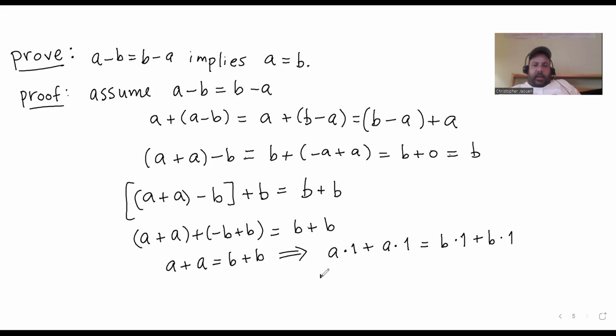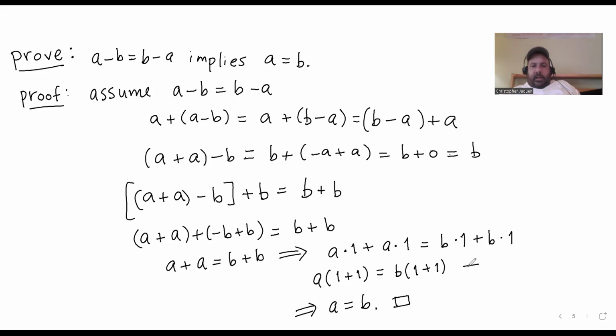Okay, and then I can factor out a using the distributive law. And on the right, I can factor out b, again, using the distributive law. And then 1 plus 1 is not 0, so I can divide both sides by its inverse. And I'm running out of space, so I'll just skip that step. And from there, you get a times 1 equals b times 1, which is a equals b, which is what we wanted to show.